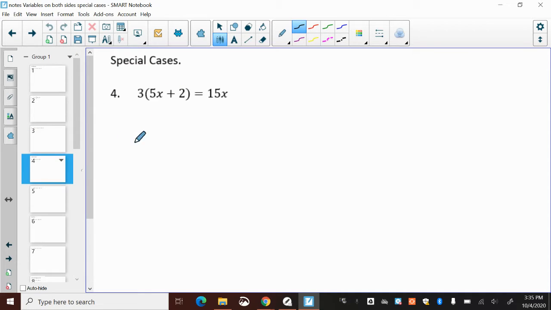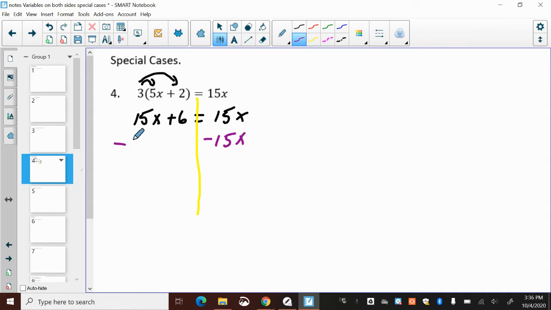For the new cases, we're just going to start solving like we always do. We see parentheses. We're going to go ahead and do that distribution. 3 times 5x is 15x. 3 times 2 is 6 is equal to 15x. And from here, a lot of times we'd put up that wall, moving variables to one side. So I'm going to go ahead and subtract 15x. And of course, what you do to the right, you do to the left.